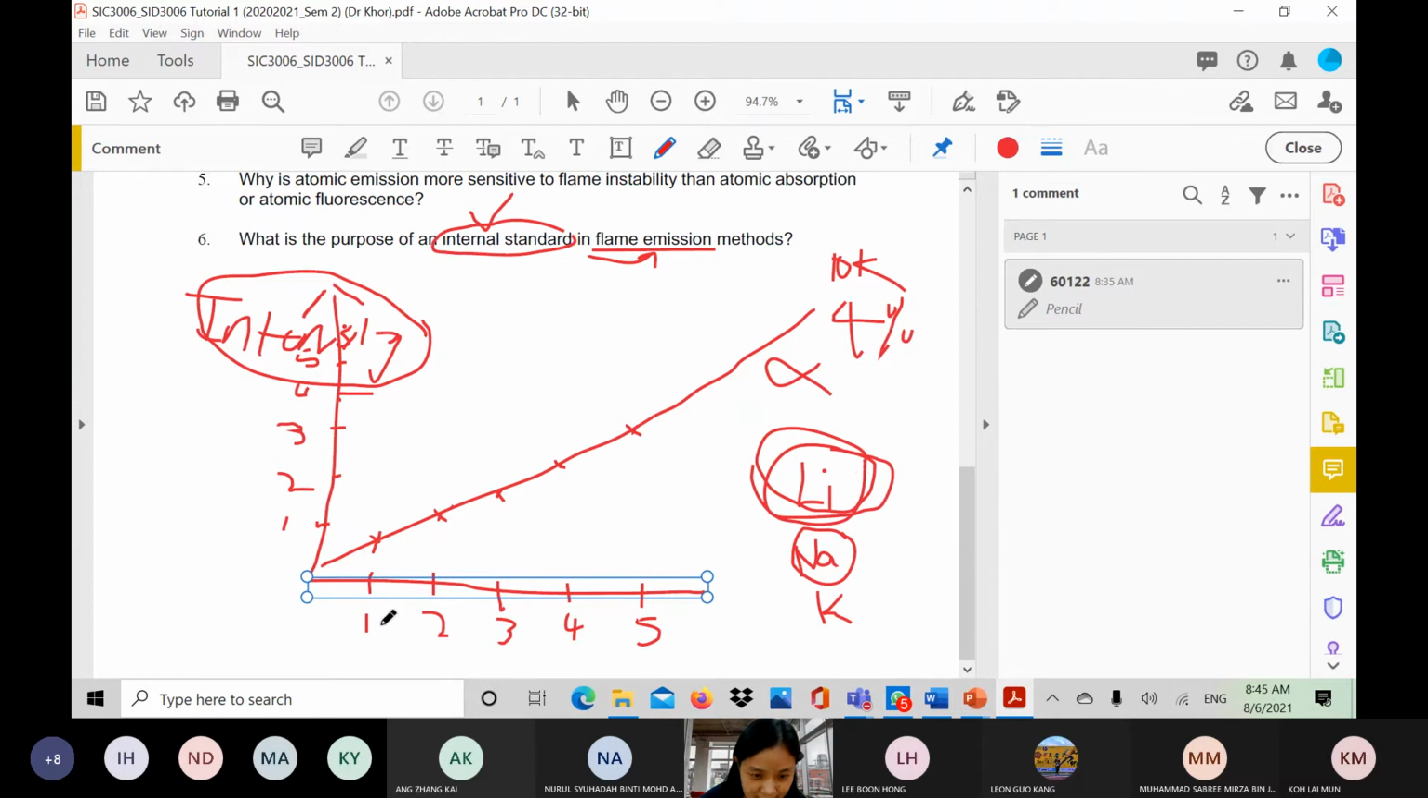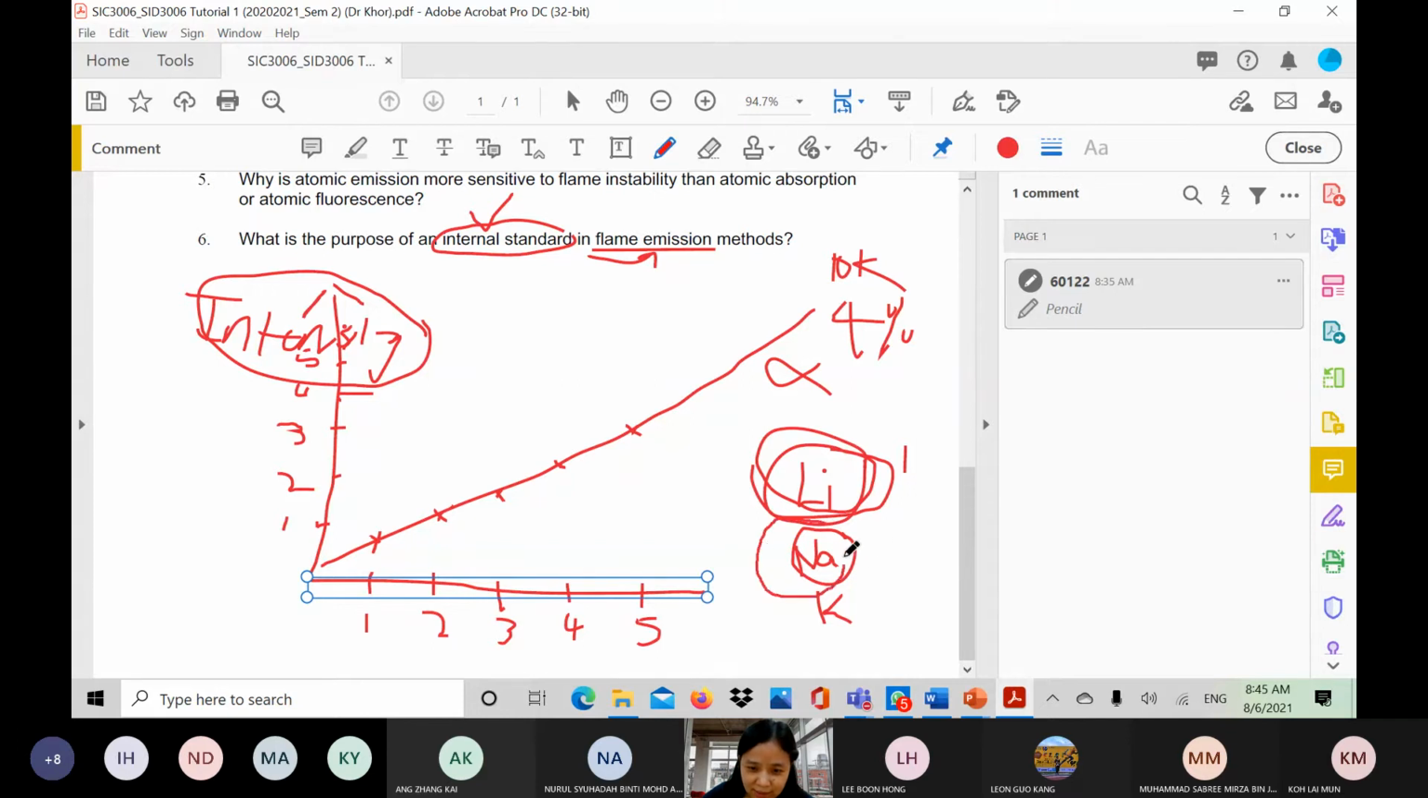This is what we call standard. Standard means we know the concentration of our target analyte. Or into an unknown. Unknown means you don't know the concentration of your target, but you have to spike the internal standard with a fixed, known concentration. Let's say we spike 1 ppm.